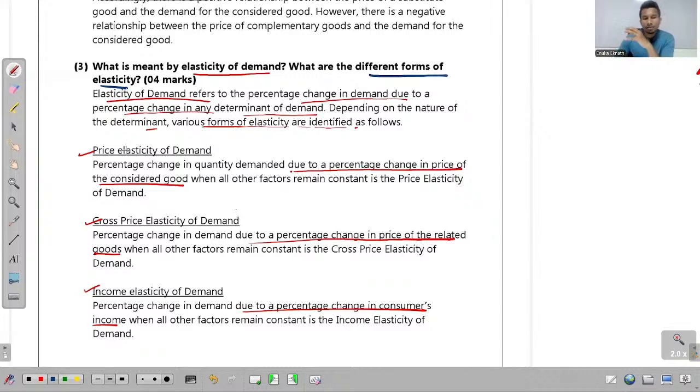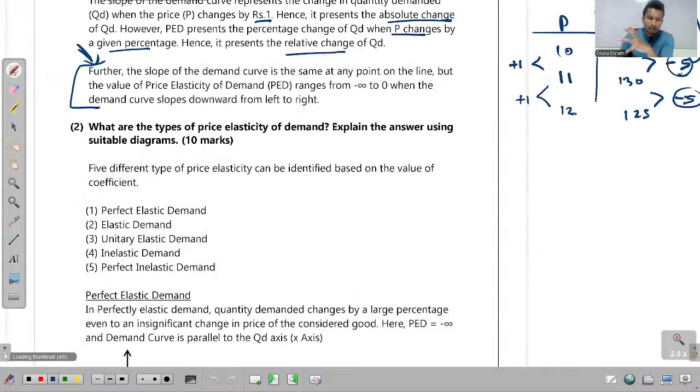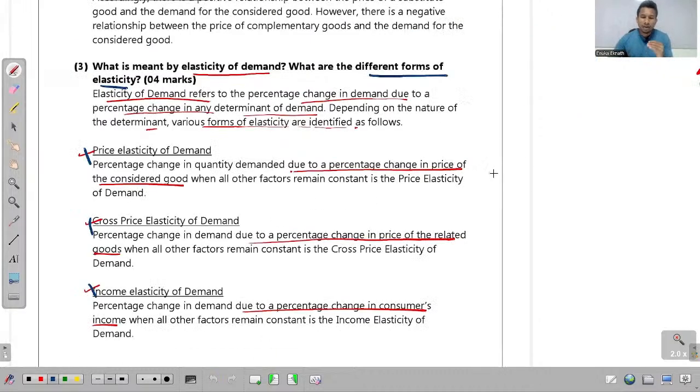And there are 3 such forms. The first one is price elasticity of demand. The second one is cross price elasticity of demand. The third one is income elasticity of demand. These are the 3. And in this one, I'm asking for the different types of price elasticity of demand, which means I'm asking different types of this price elasticity of demand.